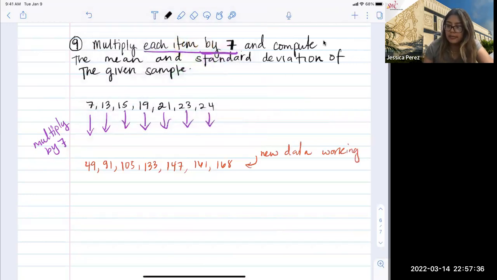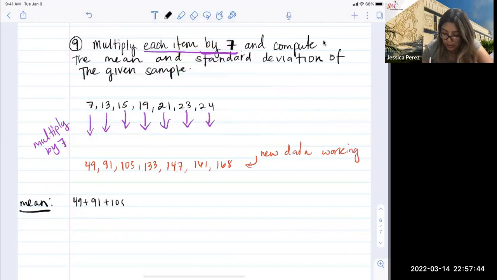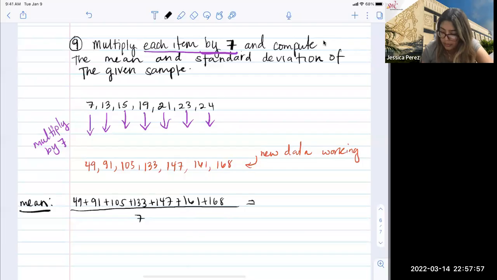Now we need to find the mean. So to find the mean, 49 plus 91 plus 105 plus 133 plus 147 plus 161 plus 168, all divided by 1, 2, 3, 4, 5, 6, 7. Because there's 7 elements in my data.